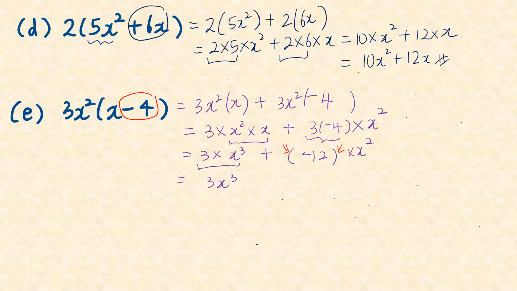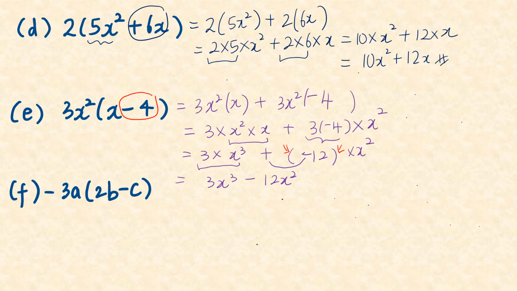Okay, and then this one here, plus with the positive will give me negative. And of course, not forgetting, I still have to put my x squared there. Because 12 times x squared just give you 12x squared. Okay, so that's part E. Let's go on to the last one. This will be the last one really.